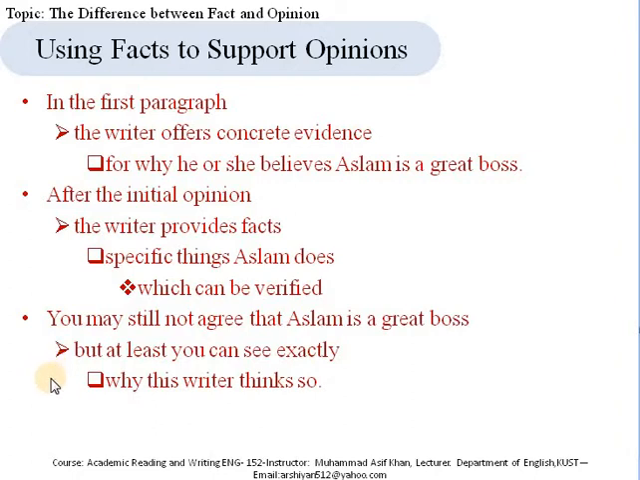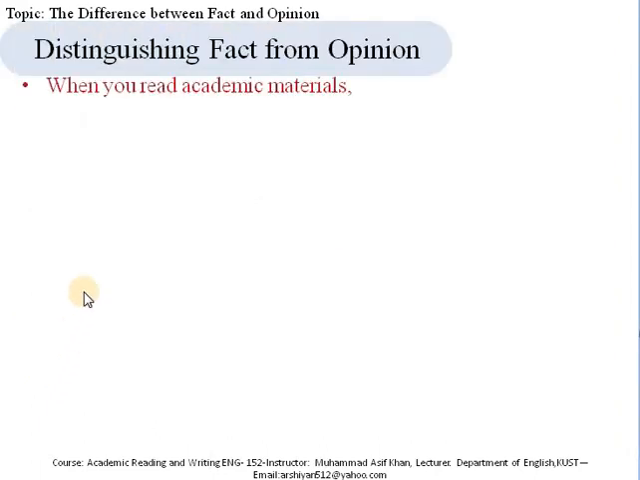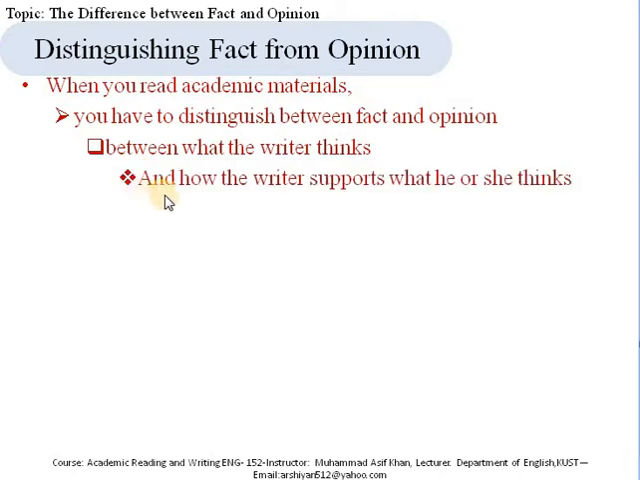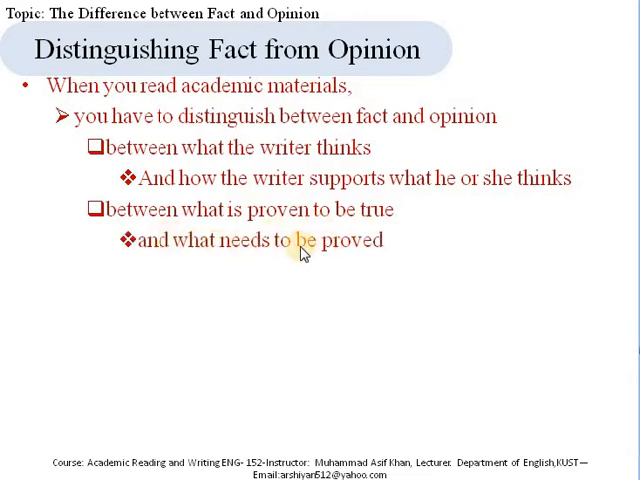So when you read academic material, very often you will have to distinguish between two terms, and these terms are facts and opinions. You have to judge what the writer thinks and how the writer supports what he or she thinks. You have to distinguish between what is proven to be true and what needs to be proved.